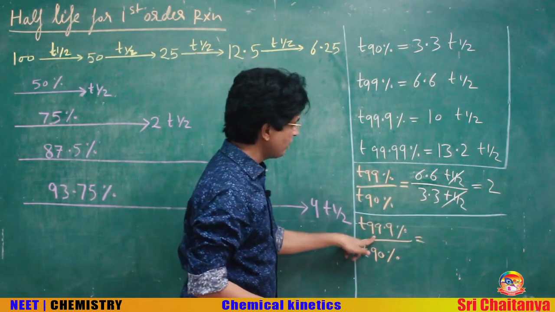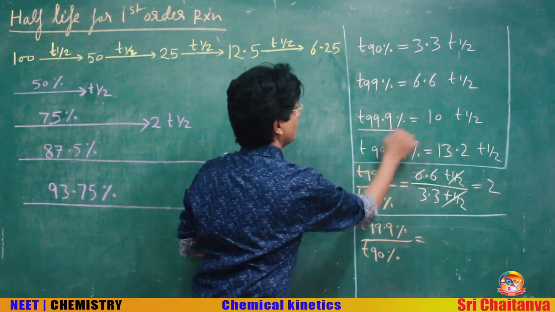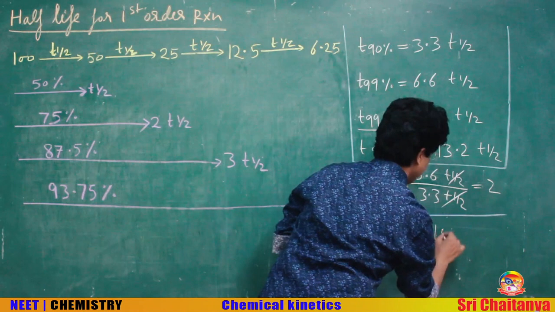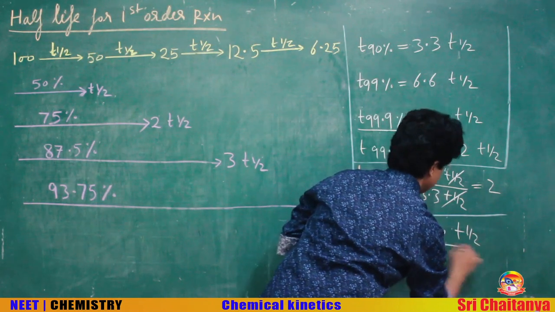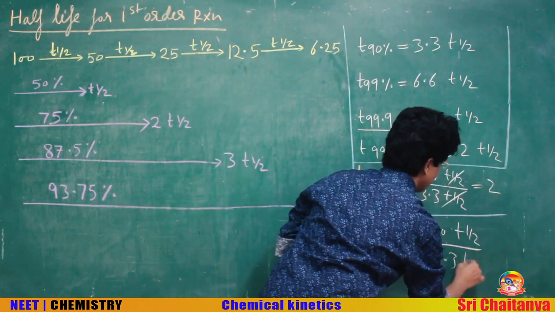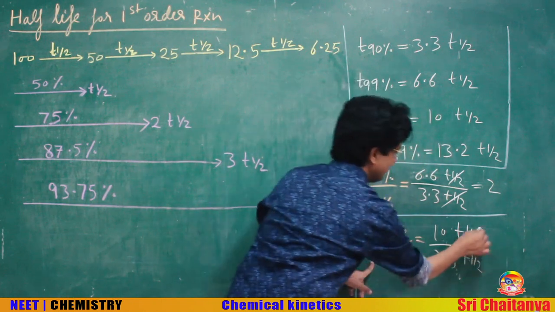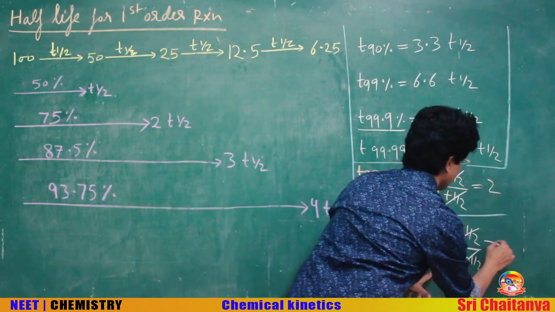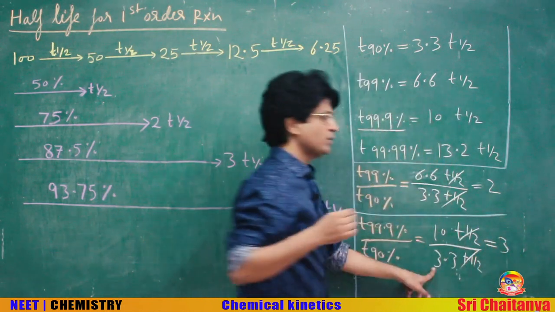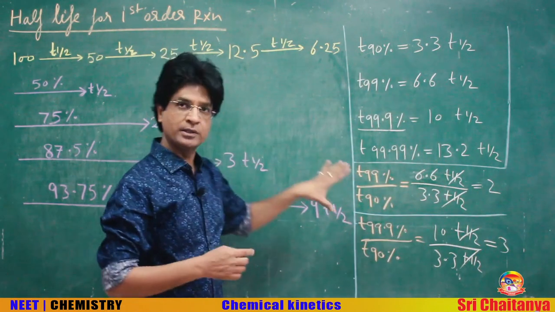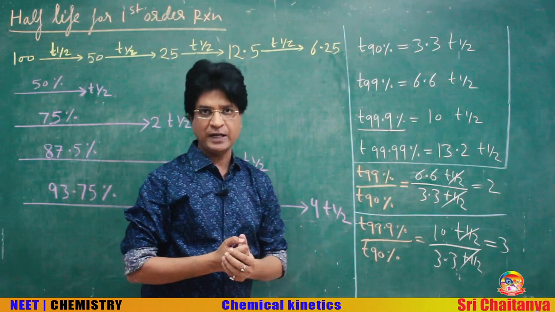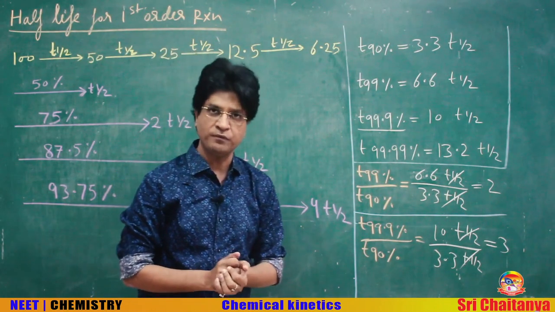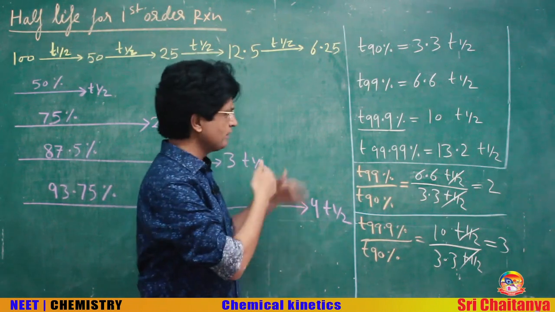Similarly, the ratio of t 99.9% and t 90% will be 10 half-lives upon 3.3 half-lives. So half-life will cancel out. 10 divided by 3.3 will be approximately 3. So this is how you are going to do these questions. Just command the half-life aspects, and your job will be very easy in terms of solving questions of first order reaction. Now let's solve some more things.